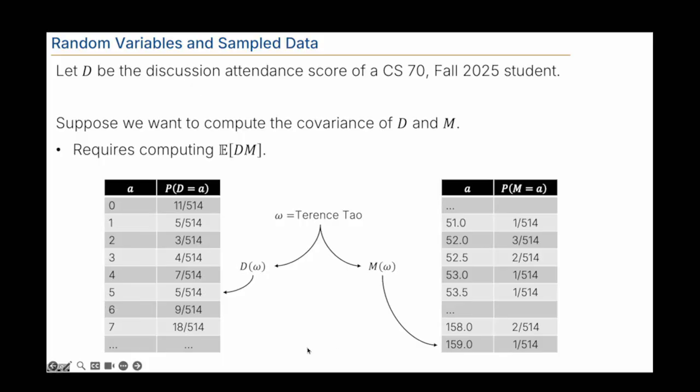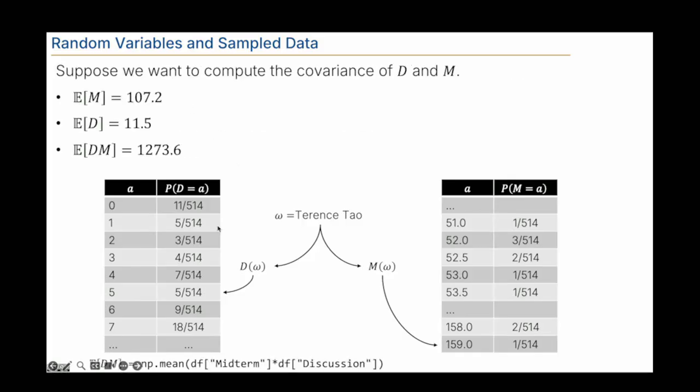Okay, so how would I do that? I'll tell you what they are. The expectation on the midterm was 107.2 points. The expectation on discussion score was 11.5, and that's just done using the expectation formula. I just took this number, multiplied by this one, added it to the next one, the dot product of these two columns.